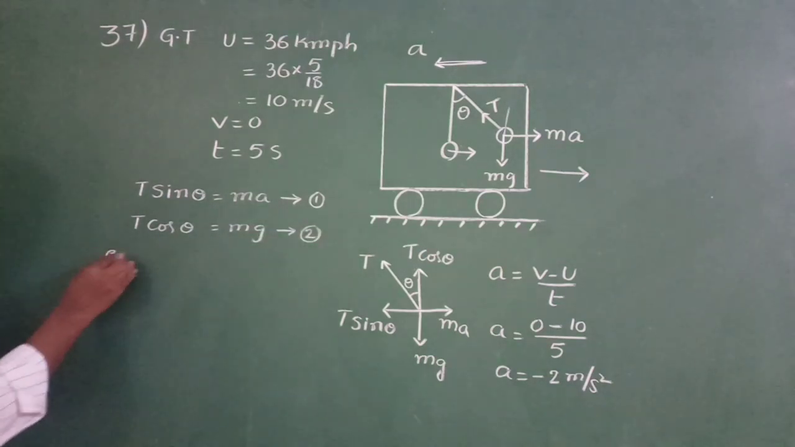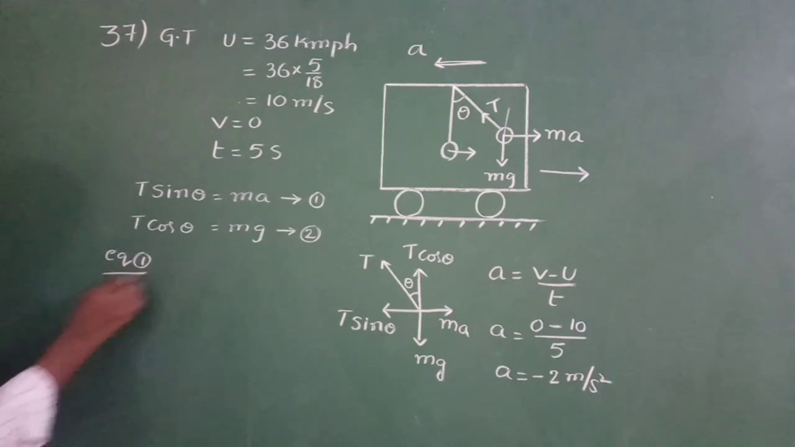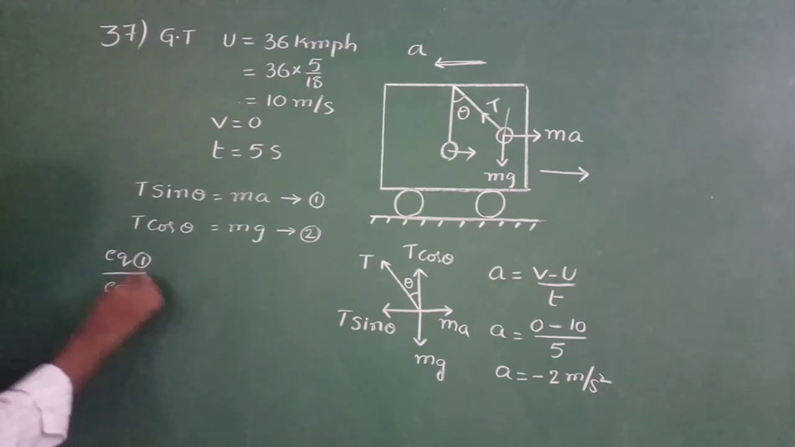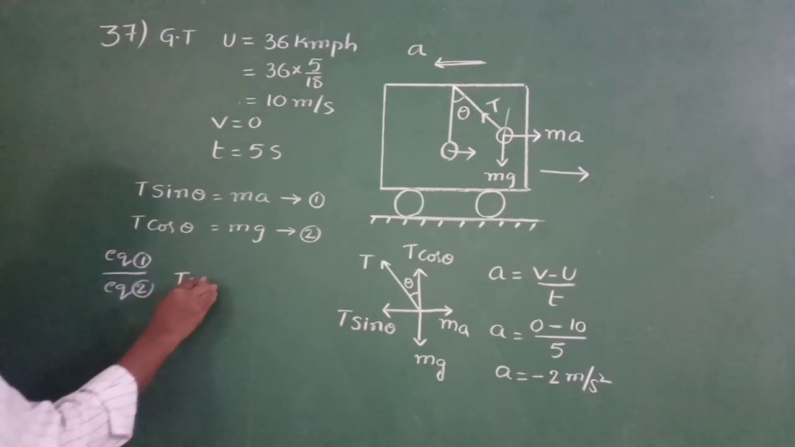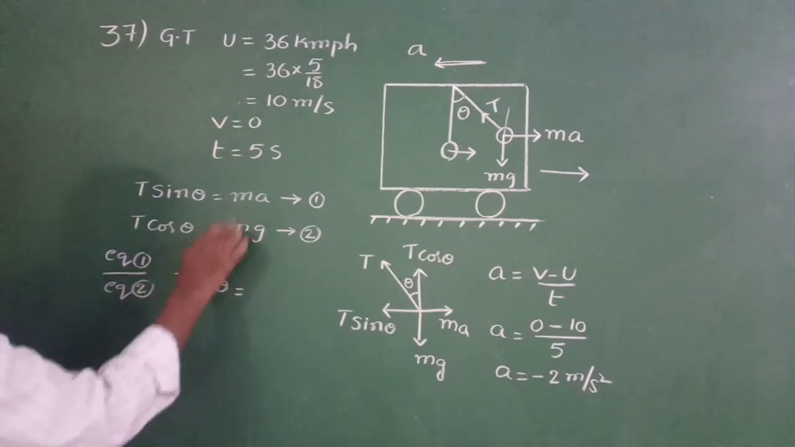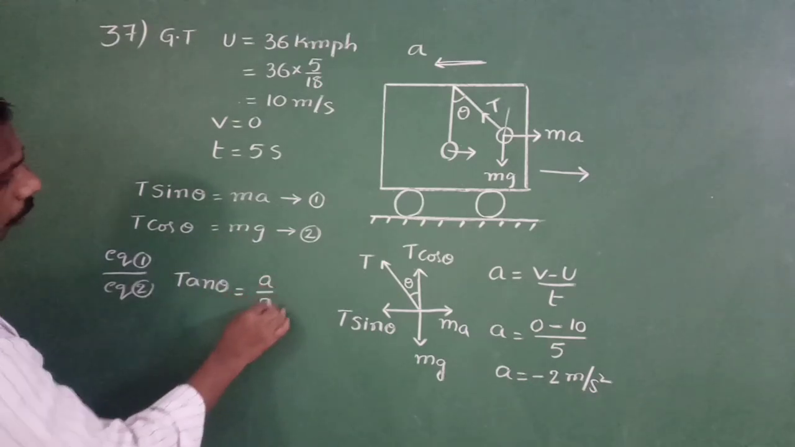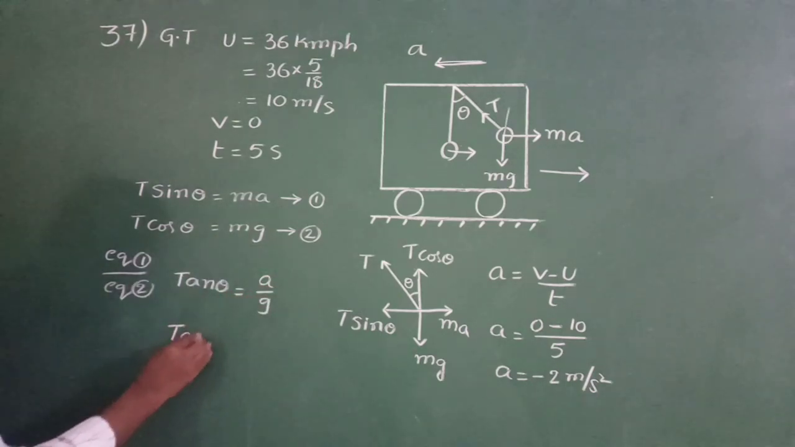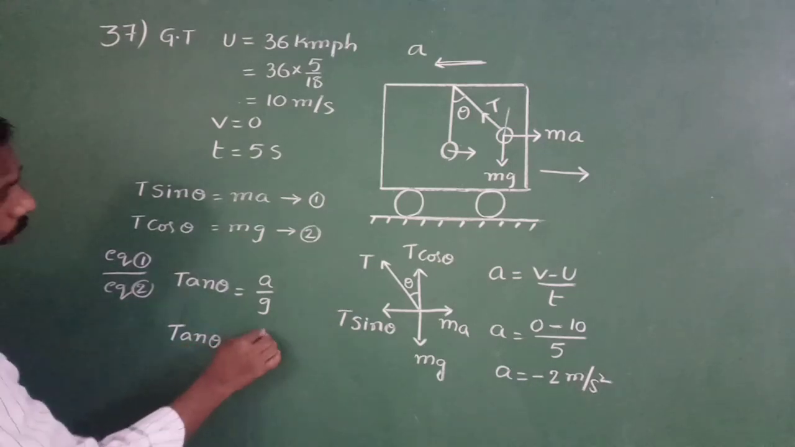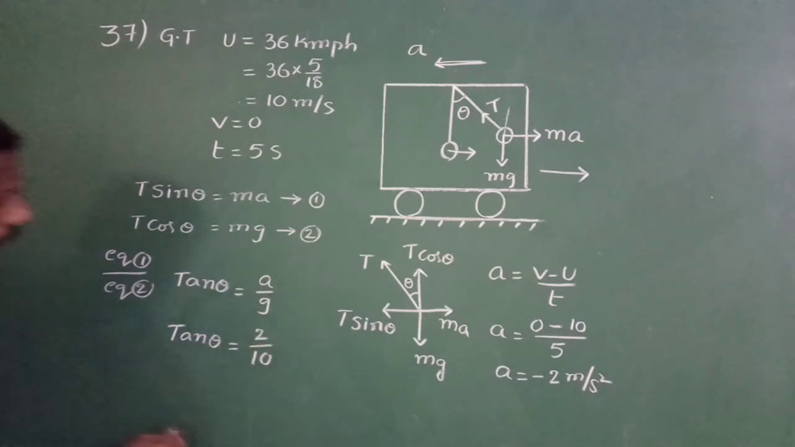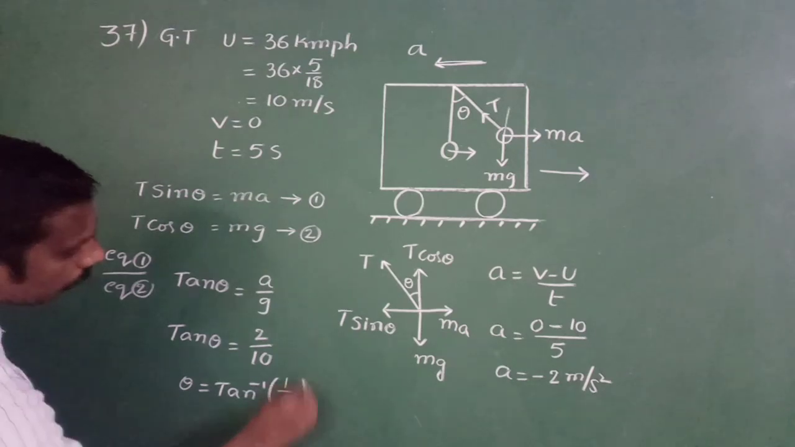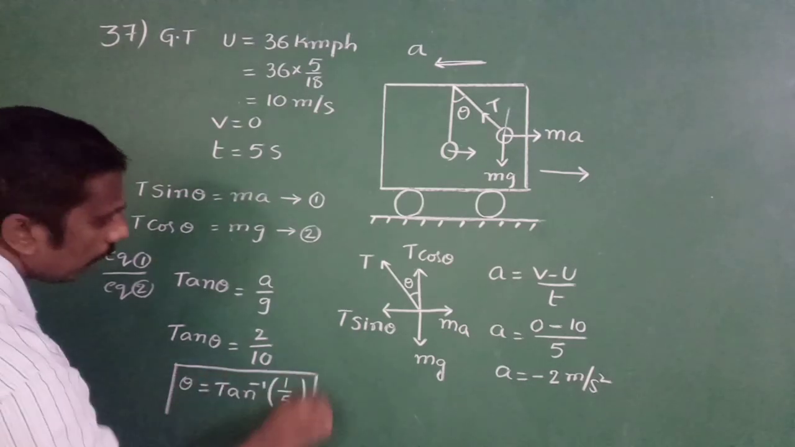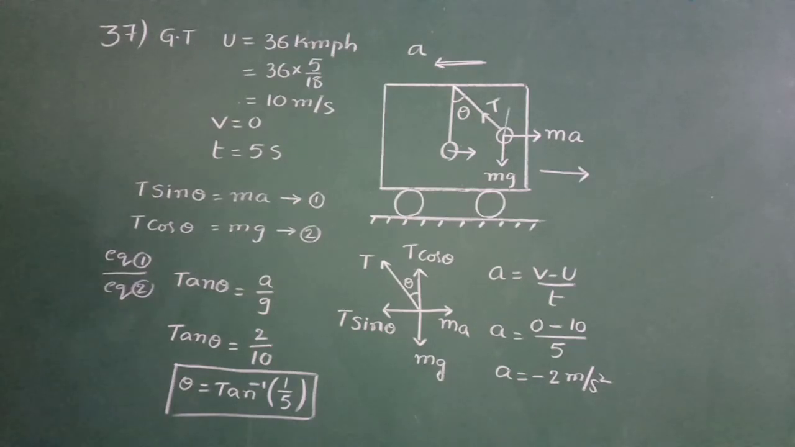Now write equation 1 by equation 2. T gets cancelled. Sin theta by cos theta is equal to tan theta, and m gets cancelled, so we get a by g. From this, tan theta is equal to the a value we got, 2, and the g value 10 we know. From this, theta is equal to tan inverse of 1 by 5. This is the angle made by the string with the vertical.